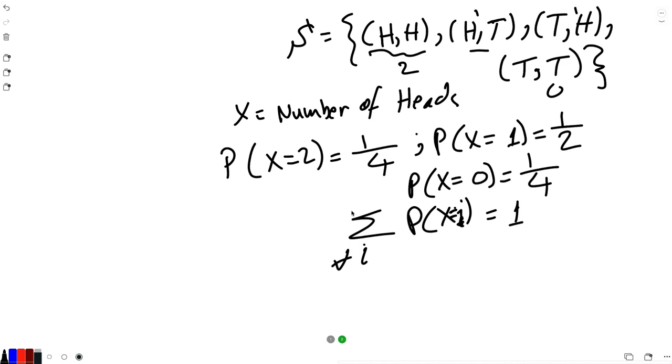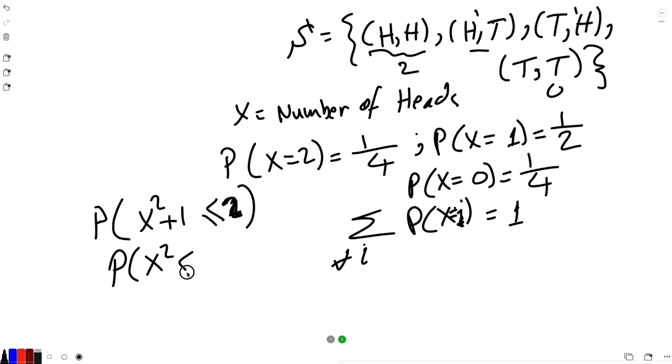For example, if I asked you the question, what is the probability that x squared plus 1 is less than or equal to, let's say, 2? Just an example. What is the probability that x squared plus 1 is less than or equal to 2, which means the probability that x squared is less than or equal to 2 minus 1, which is 1. What is the probability that x squared is less than or equal to 1? Which means that, of course, x will be between plus or minus 1.